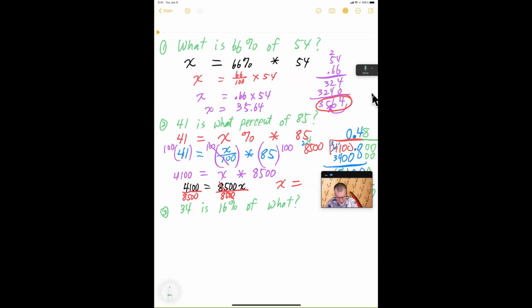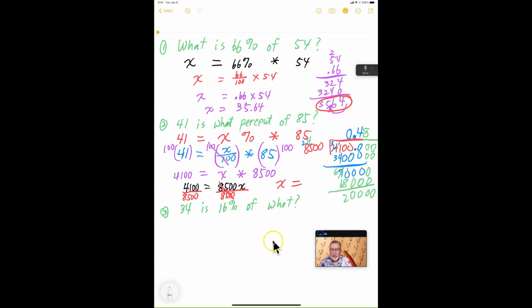And how many times will 85,000 go into 20,000? Or sorry, how many times will 8,500 go into 20,000? Let me get out of the way here. 8,500 goes into 20,000 twice. And we got 0, 0, 0 for the 10. Carry the 1. 2 times 8 is 16, plus 1 more is 17. And we end up with 3,000.